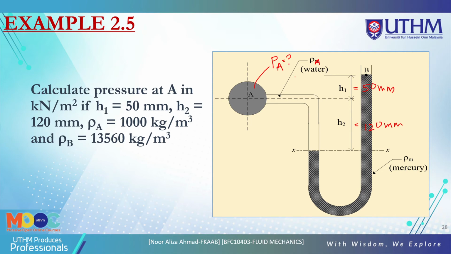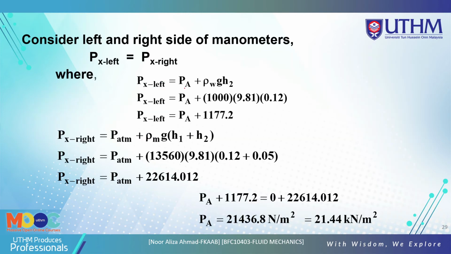So we get the density of water here is the density at A, and the density of B here is mercury. So we must find this, at the left, P left, and P right. So you just use Pascal's law: the P left is equal to P right.